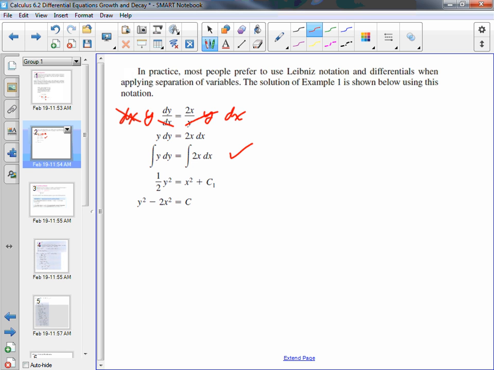because they knew that they were going to multiply both sides by 2 to get rid of that fraction. So you get y squared equals 2x squared plus, and you don't want to write 2c1, just call it a different c. And then they went and got c by itself.